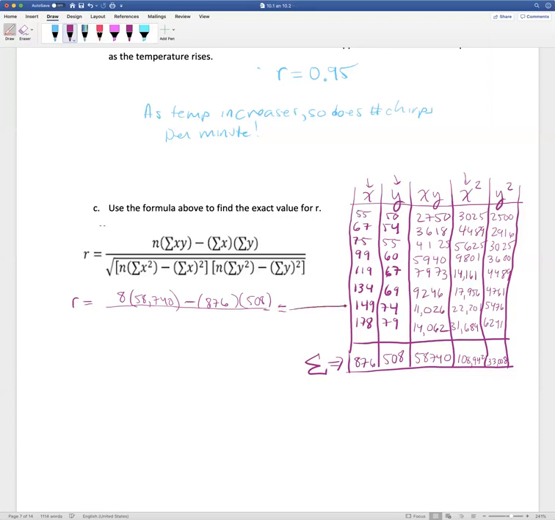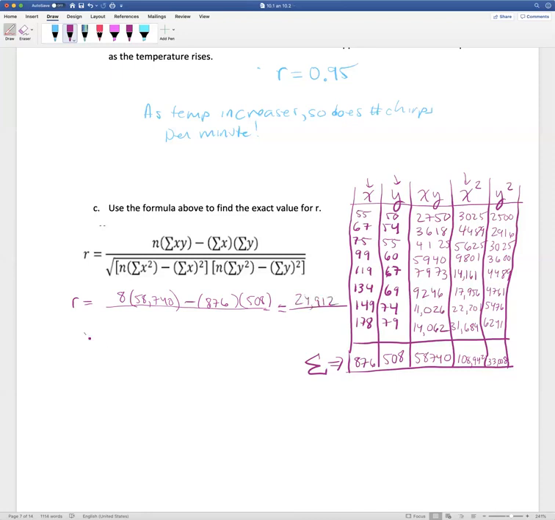Let's see what we get in the numerator. And again, I'm just going to plug this straight into my calculator. So 8 times 58,740 minus 876 times 508, 24,912.